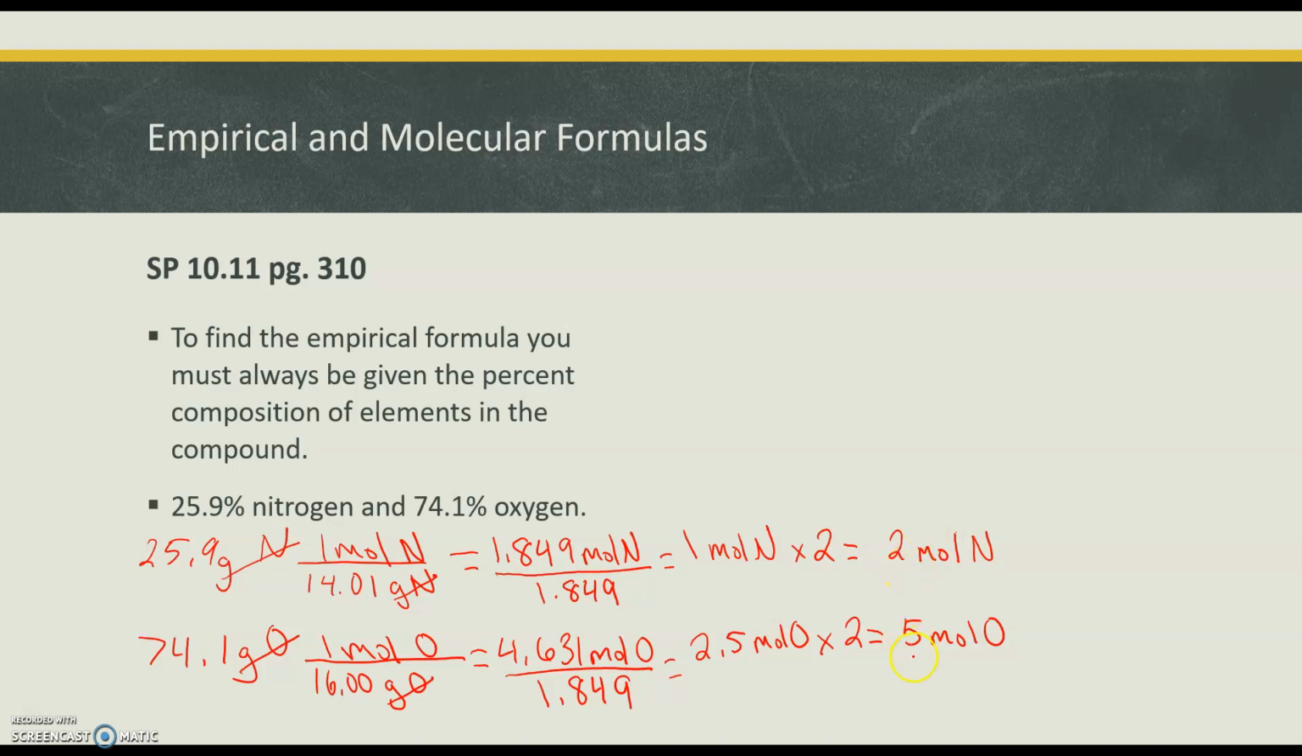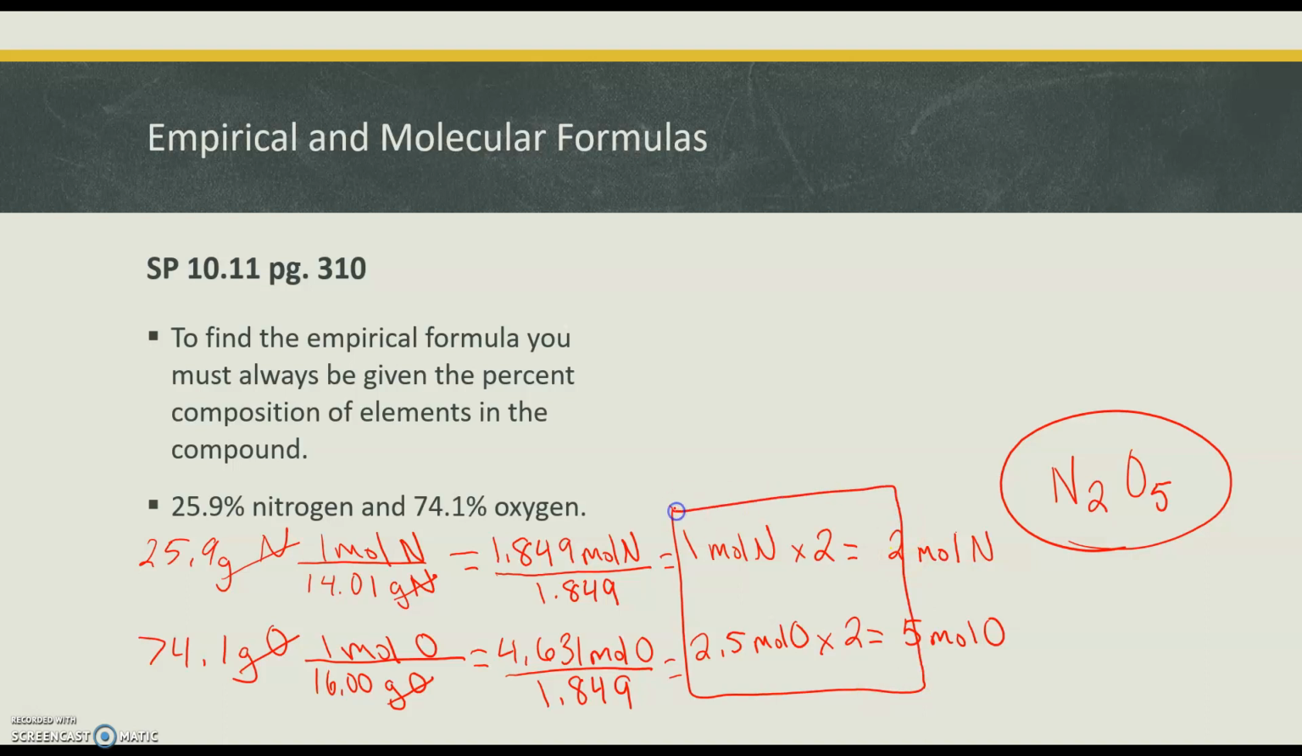This 2 and this 5 are going to be our subscripts for their respective elements. So when we write our empirical formula, we will have N2O5. Now, because a lot of students really struggle at this point, I've come up with something called the magic box. After we go over the steps, I'm going to show you the magic box.